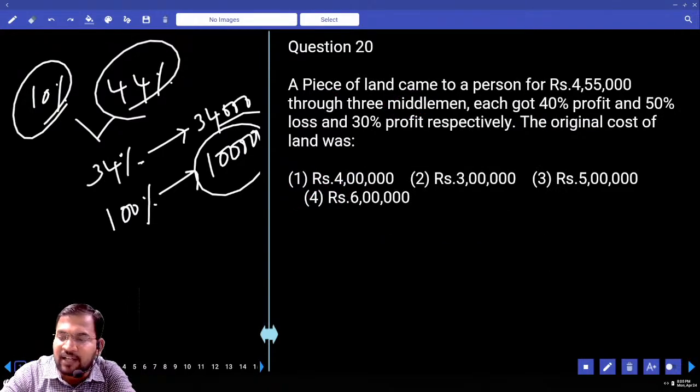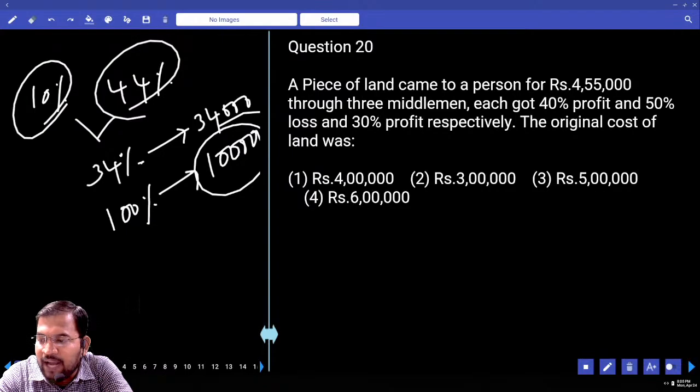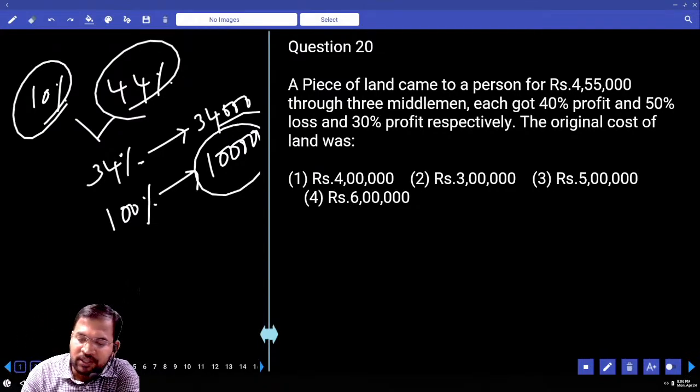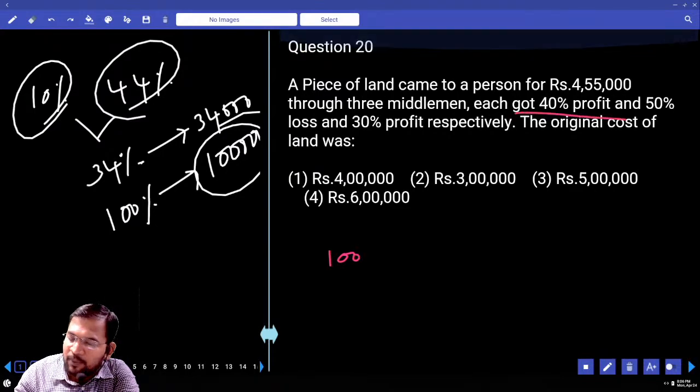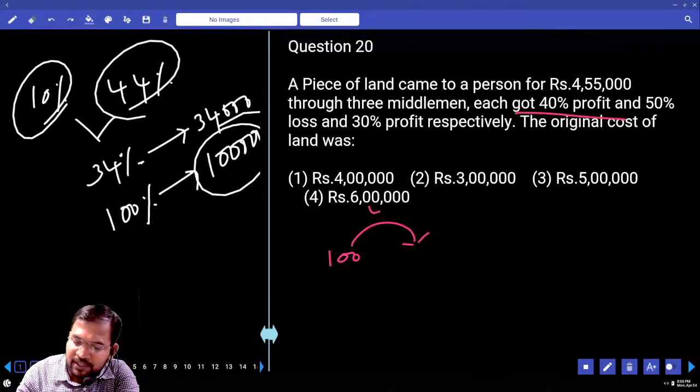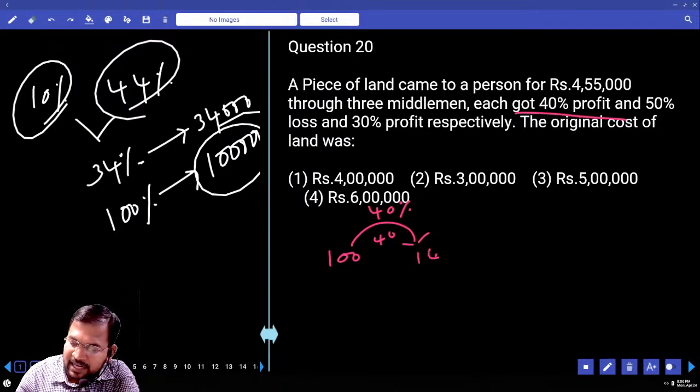A piece of land comes to a person for 4,55,000 through 3 middlemen. Each got 40% profit, 50% loss and 30% profit. What was the original cost of the land? Original cost I don't know. I assume it as 100. First person got how much profit? 40% of 100 is 40. It becomes 140. Second person, how much loss?